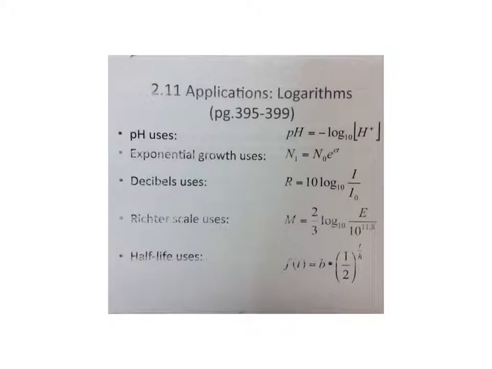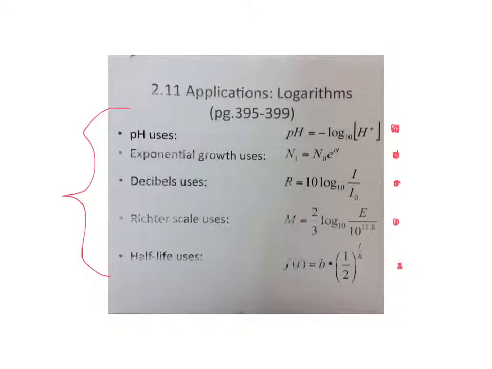So there's quite a few different applications for logarithms. It really ties in nicely to science, to chemistry. So there's pH uses, which you're going to see a certain kind of equation over here. Exponential growth, decibels. Decibels are in music, right? Like how loud or soft something is. The Richter scale for earthquakes, and then half-life, which again comes back into biology and chemistry.